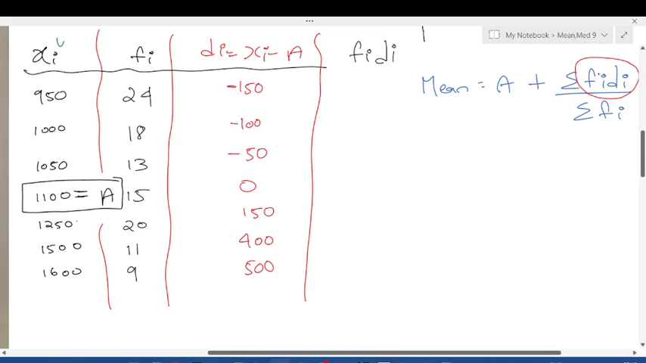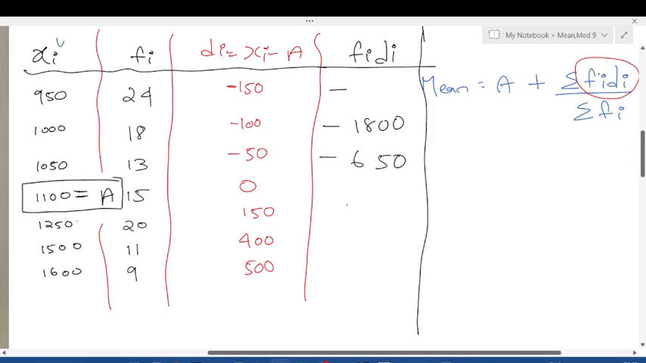What is the fi value for the first one? 24 into minus 150. Wait, we'll do that later. What is 18 into minus 100? Minus 1800. 13 into minus 50 is minus 650. And what is 0 into 15? 0. What is 15 into 20? Not 3000, 30 and 0 is 300. No, no, correct, correct, Kia. What's the answer?